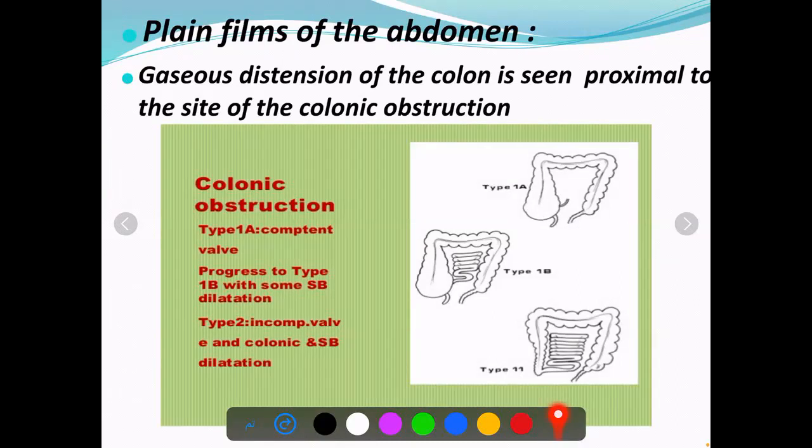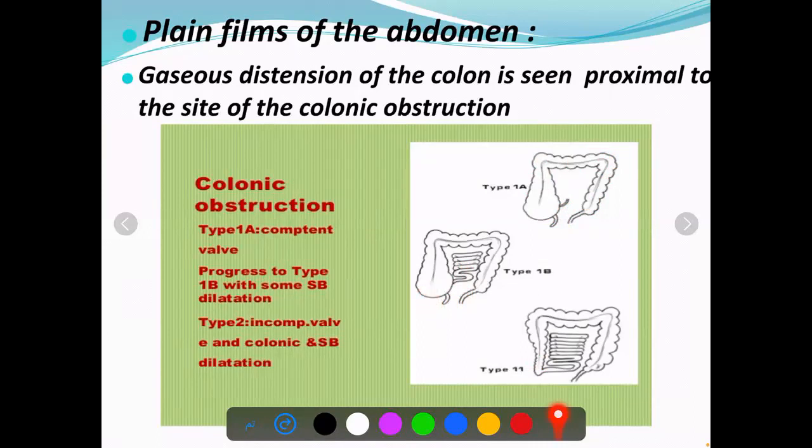Gaseous distension of the colon is seen proximal to the site of colonic obstruction. We have 2 types of colonic obstruction, as we see here in this image. Type 1 with a competent ileocecal valve and type 2 with an incompetent ileocecal valve. In type 1, we see distension of the cecum only, without excessive distension of the small or large bowel. In type 1b, there is distension of the small bowel in addition to the cecal distension.